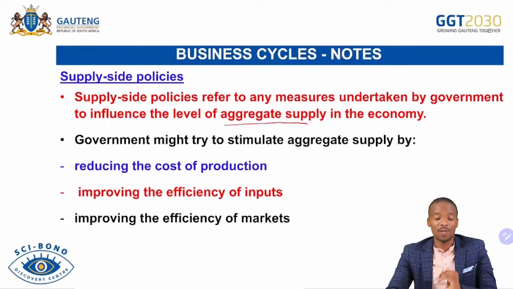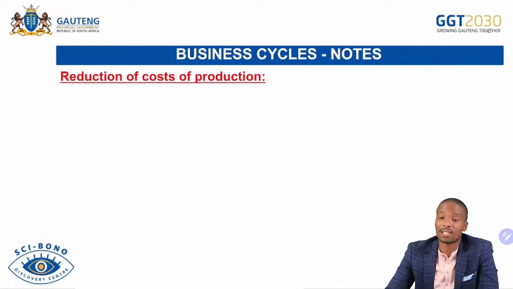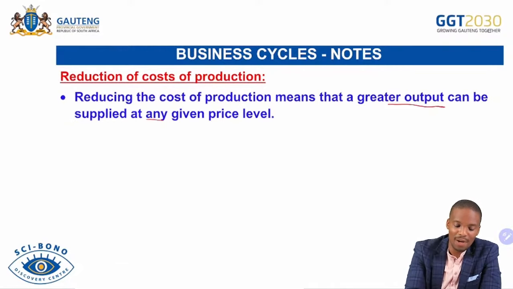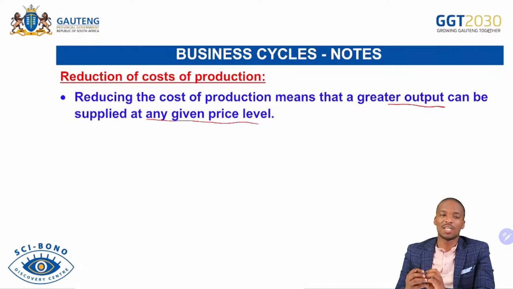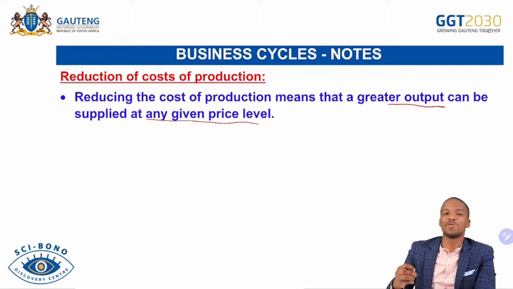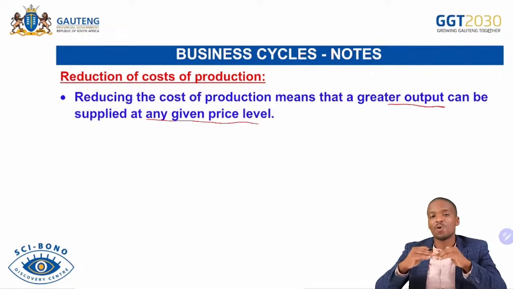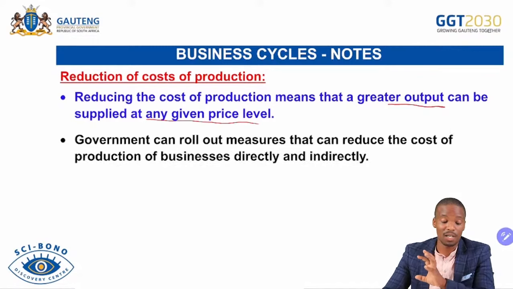So let's explain each concept one by one to say what we mean when we say the government can reduce the cost of production. Cost of production means a greater output can be supplied at any given price level. It means if it is cheaper for you to produce a certain good or product, there is no reason for you to overprice it. The price levels will be reasonable because the cost of production will be less or could have been reduced.